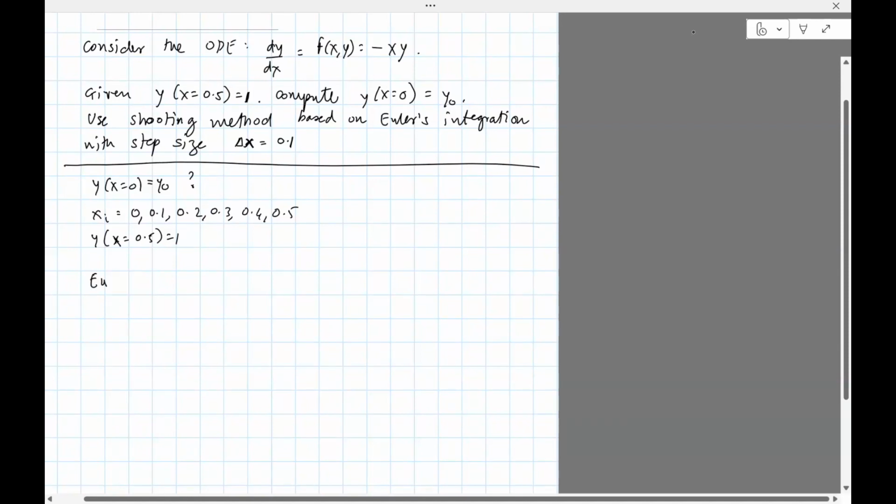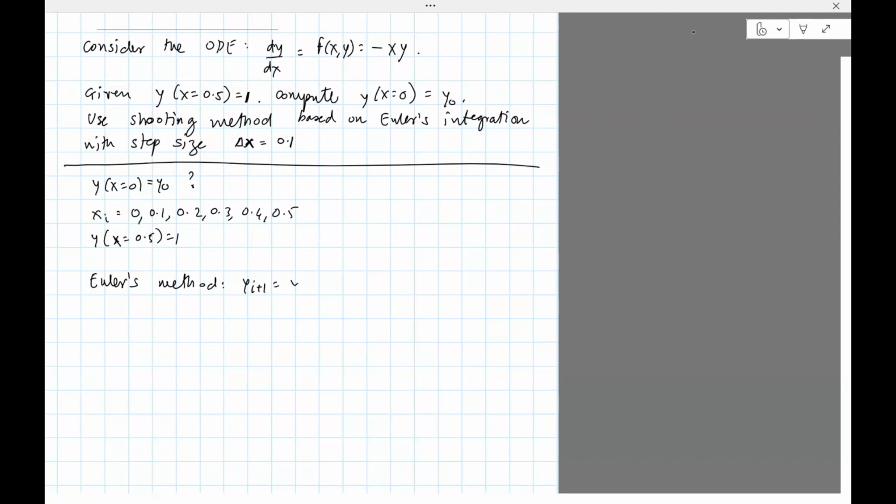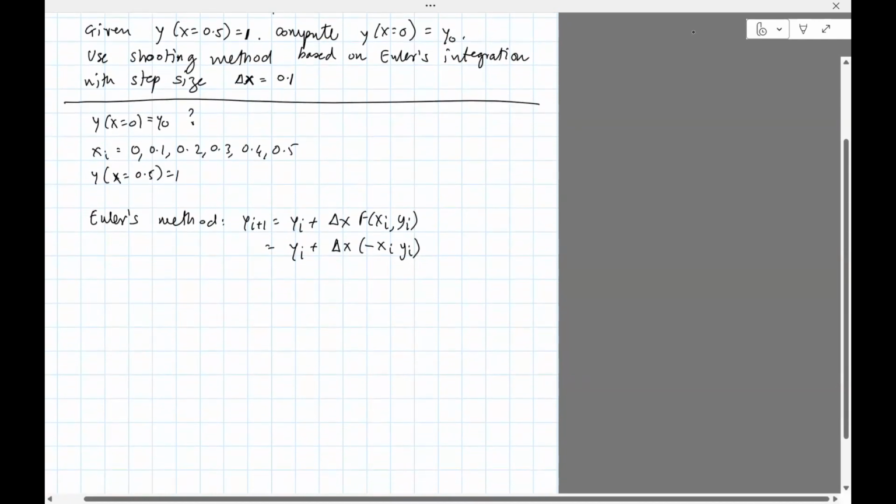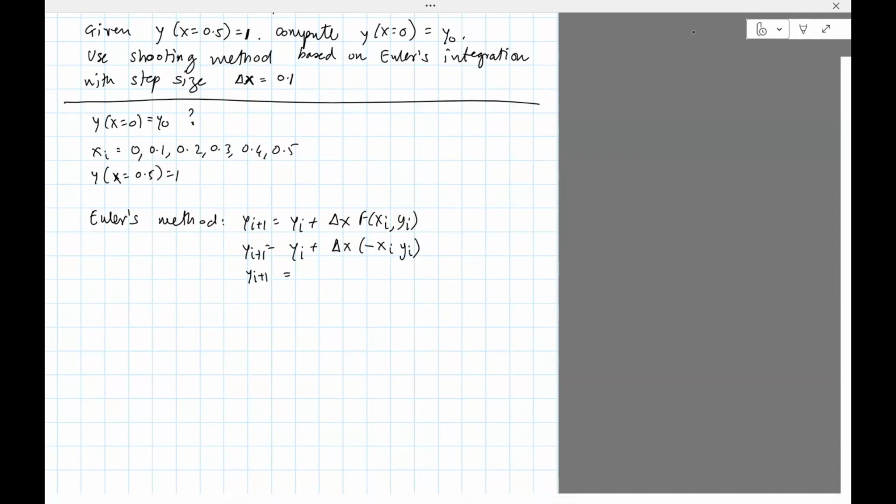Okay, so we also know that we need to use Euler's method, which is y_{i+1} is y_i plus delta x times f of x_i, y_i. So let's just sub that in: y_i plus delta x times minus x_i times y_i. Okay, so just to make my life easy, I can club things together. So I have 1 minus delta x times x_i. Let me write it like this, it's less confusing.